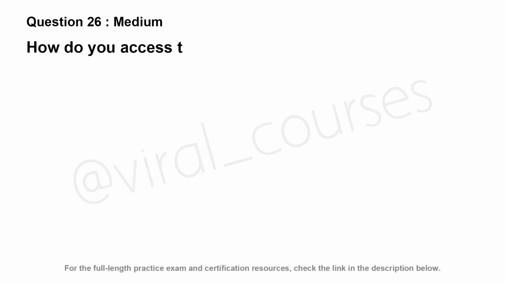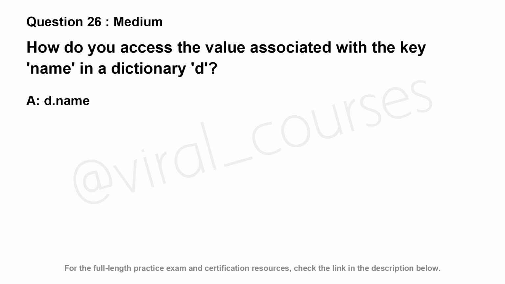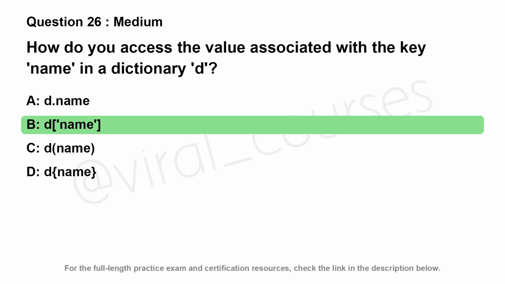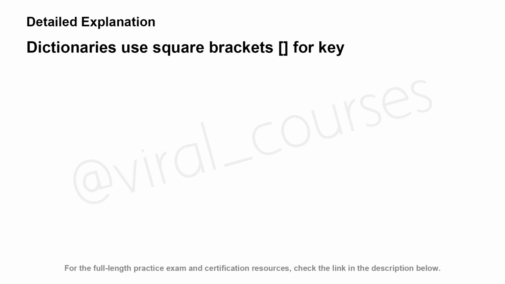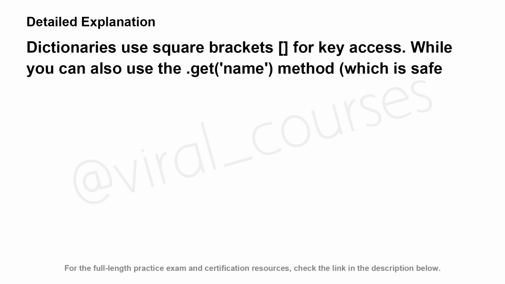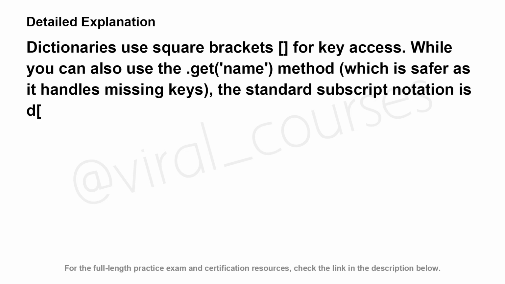How do you access the value associated with the key "name" in a dictionary d? Option A, d.name. Option B, d["name"]. Option C, d("name"). Option D, d{"name"}. The correct answer is B. Dictionaries use square brackets for key access, while you can also use the .get("name") method, which is safer as it handles missing keys. The standard subscript notation is d[key].